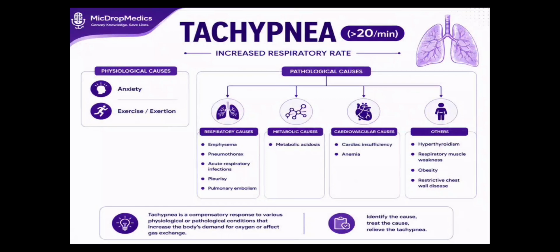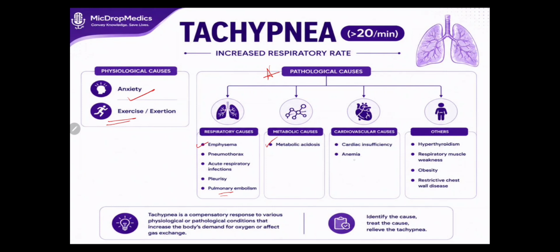Let's unpack tachypnea. While it can be perfectly physiological, like during strenuous exercise or an acute panic attack, in the medicine wards, it is usually a compensatory survival mechanism. Look at the pathological drivers. In pulmonary conditions like emphysema, pneumonia, or a massive pulmonary embolism, tachypnea compensates for localized hypoxia. Metabolically, it's driven by metabolic acidosis.